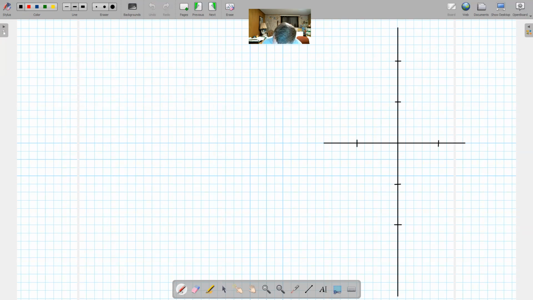Let's see. It's going to be here and here and here and there and there and there and there. Okay, so there is the graph of y equals 2 to the x. What do you think y equals 2 to the x plus 4 would look like?